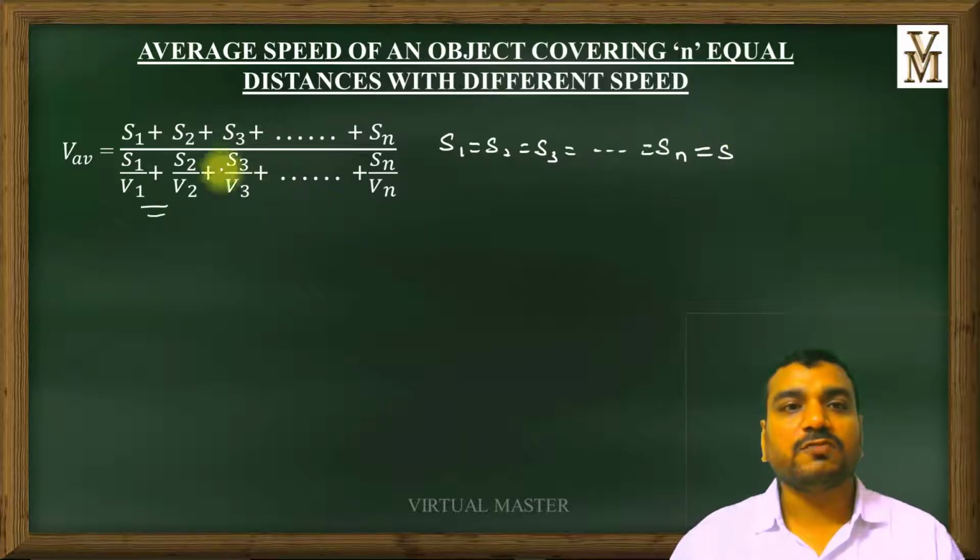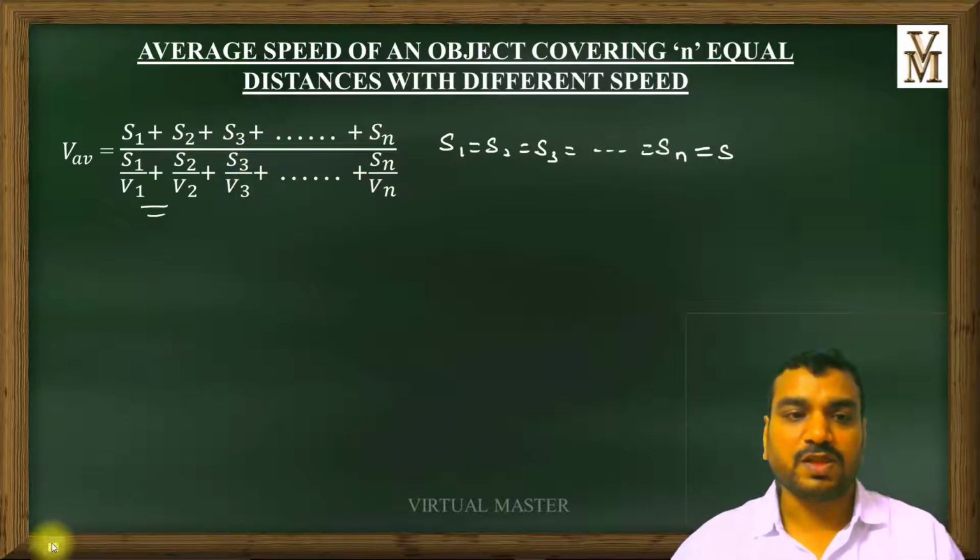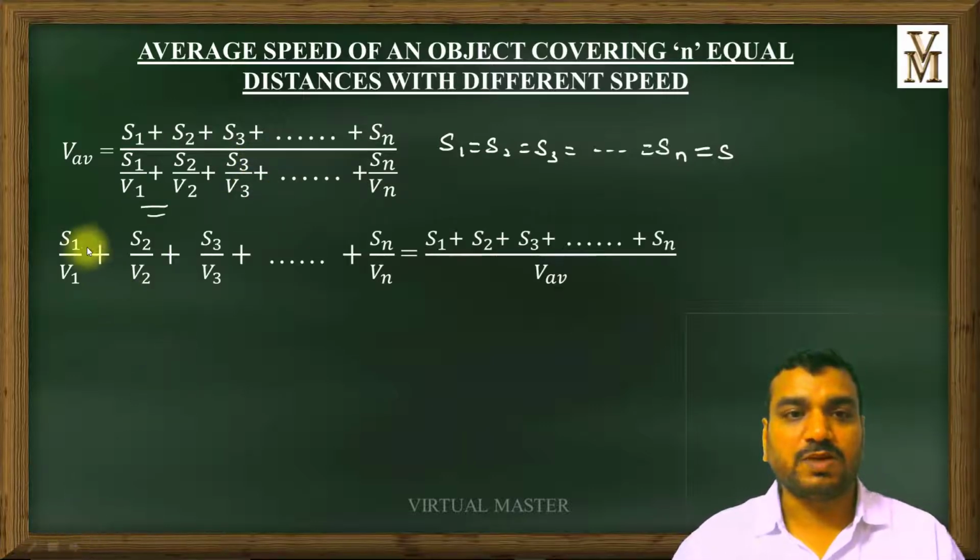Okay. Now if I cross multiply VAV on the right side and this entire equation, that is S1 by V1 plus S2 by V2, S3 by V3 on the left side, what I am going to get? S1 by V1 plus S2 by V2 plus S3 by V3 plus Sn by Vn is equal to S1 plus S2 plus S3 up to Sn divided by VAV. What I have done here? I have just cross multiplied these two terms.